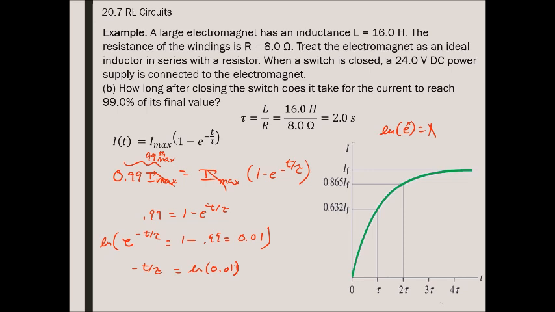and that gives us 4.6, and it does turn out to be negative because we're taking the log of a number less than 1. And we know tau is 2, so therefore t is equal to, and these negative signs cancel out, and so we get 4.6 times 2 seconds, because that was our tau, is equal to 9.2 seconds.